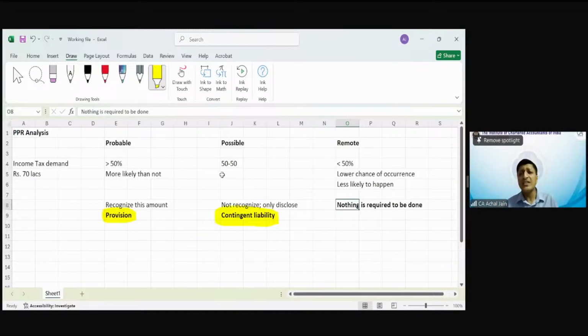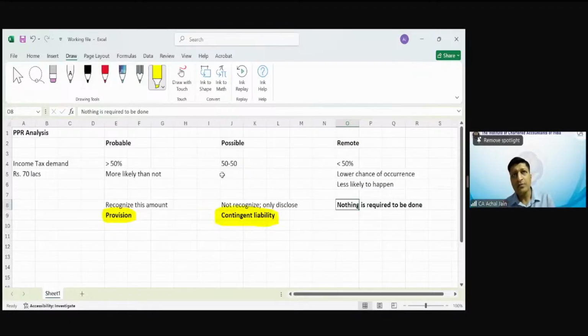Unnecessary disclosures in the financial statements should not be done. Okay, clear on this? So we can say that through this analysis, we have broadly covered most of the requirements of this accounting standard also. This standard is largely about these things only.